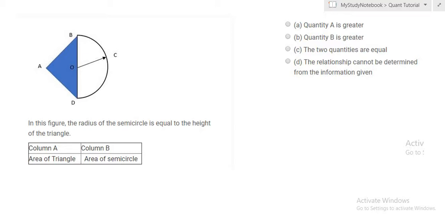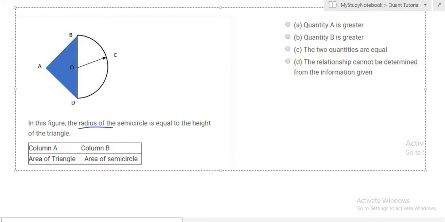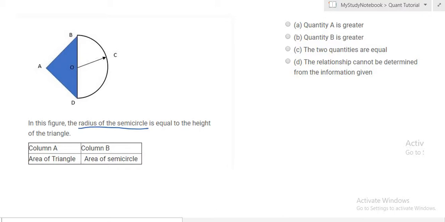In this figure, the semicircle is this white portion, and it says that the radius of the semicircle is equal to the height of the triangle. So if we assume that the radius OC is equal to R, that is also equal to the height of the triangle ABC. And why do we need this information?